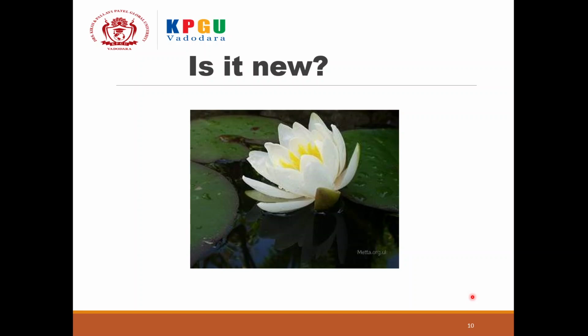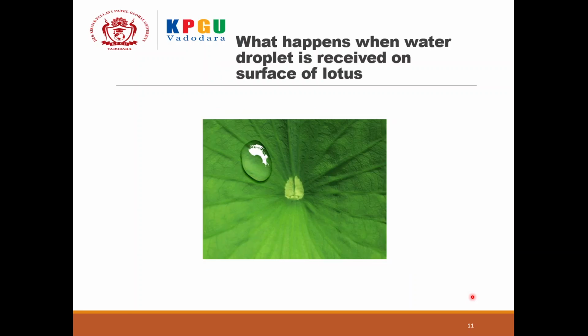What you can see here is a very simple picture of a lotus flower, which you and I have all seen in reality, isn't it? What happens when a rain droplet comes on the petal of this particular flower? What happens when a water droplet is received on the surface of the lotus is what you can see here. In this way, it will move and ultimately it will be drained off, but it will not be absorbed. So can you imagine if this type of characteristic is available in some building material, what will be the advantage?